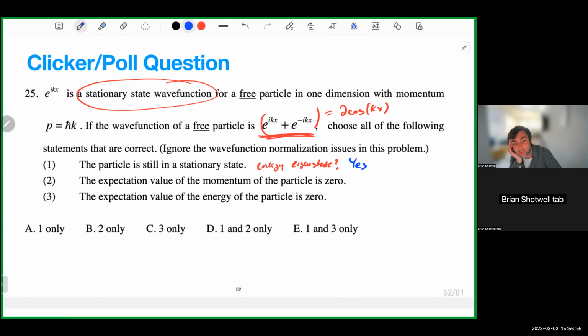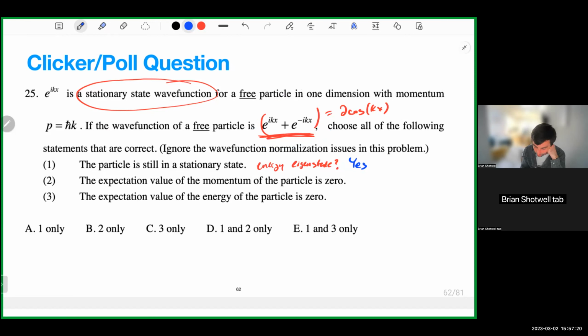Whether the particle has wave number k or minus k, whether it's moving in the plus or minus x direction, if the wave function is 50-50 between those two things, and they both have the same energy, you add them together, you still have a definite value for what the energy of the particle is. So the particle is still in a stationary state. Yes. Answer is yes.